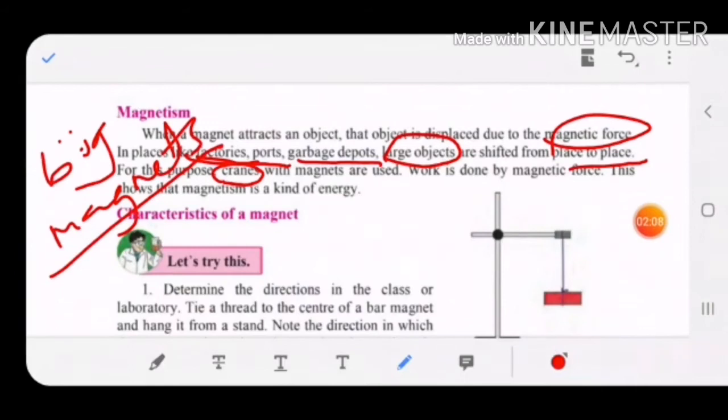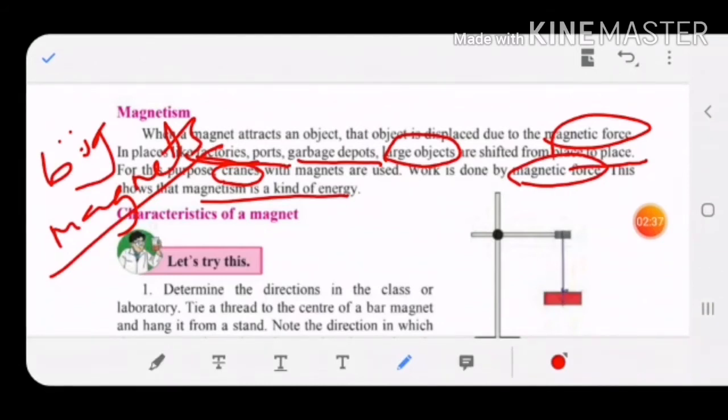Here, as the object is displaced from one place to another, you have studied that when a force is applied and an object is displaced, work is done. So work is done here by which force, children? Magnetic force. So magnetism is also one kind of energy. Where work is there, energy is also there, because the capacity to do work is energy. So magnetism is one type of energy also, and the force applied by a magnet is called a magnetic force. This we have all studied.